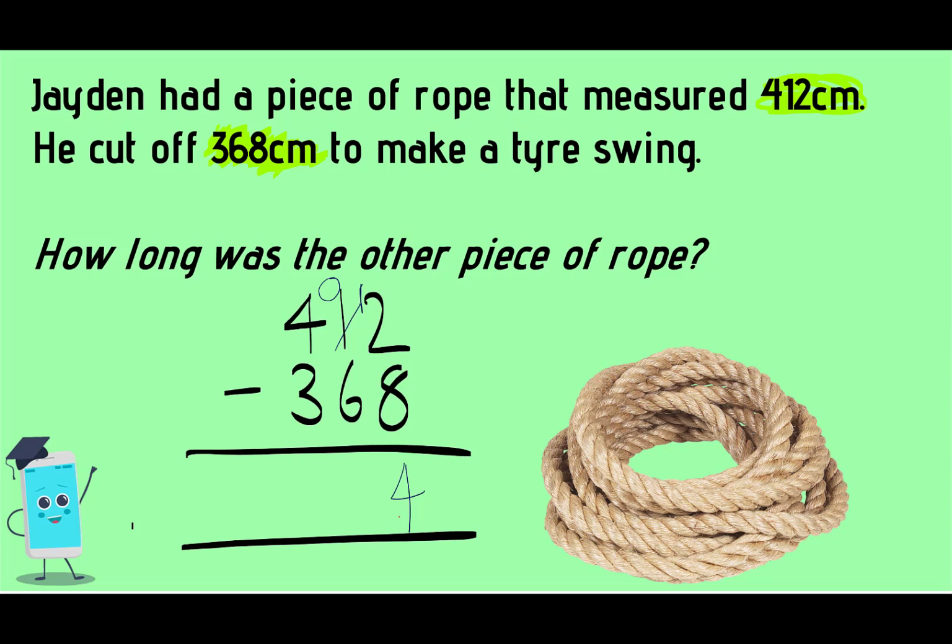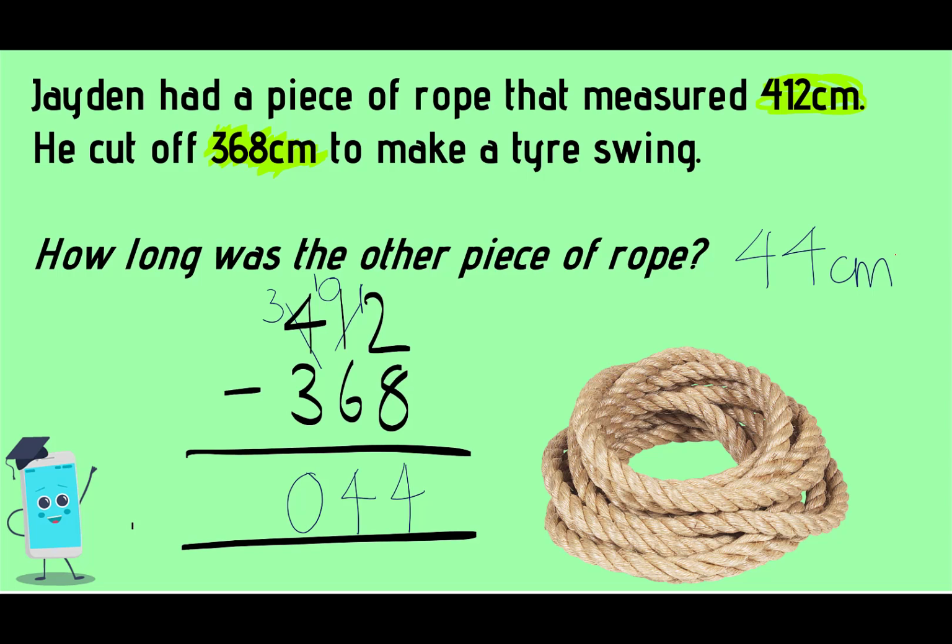If I go back to my tens column, I need to take 6 tens away from no 10s. Well, I definitely haven't got enough, so I'm going to have to borrow from my hundreds column. I had 400s, I'm now left with 300s, and I'm going to bring my 100 over, so I now have 10 tens. 10 tens take away 6 tens is 4 tens, and 300s take away 300s is no hundreds. Jaden was left with 44 centimetres of rope after cutting off 368 centimetres to make a tyre swing.